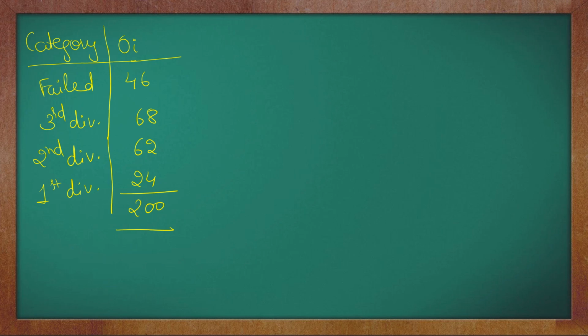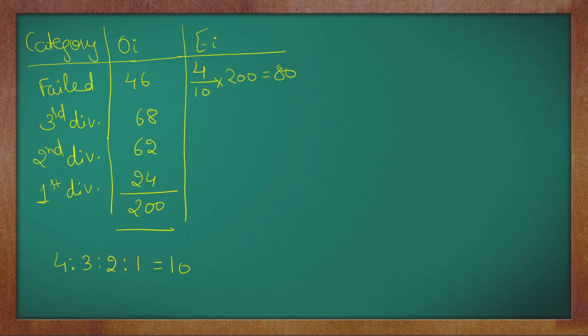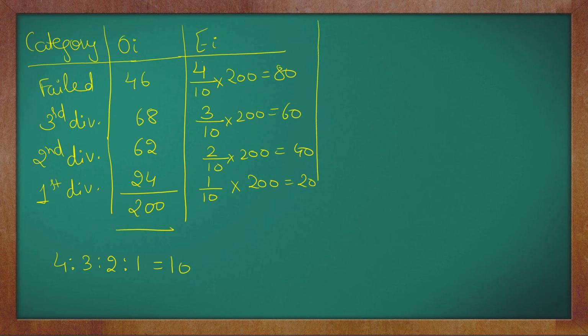Next, we want to calculate expected. Now here expected is not total divided by number of observations. Why? Because generally they are giving me the ratio 4, 3, 2, 1 for all the exams. Total is 10. So how to find expected for the failed students? The ratio is 4. 4 by 10 times total students 200. This is 80. Third division ratio is 3. 3 by 10 into 200 is 60. Then 2 by 10 into 200 is 40. Because categories are given to me, that's why I'm discussing in this way. In the previous question, categories were not given; they had given me data in an observed way. Observed data was given to me. 1 upon 10 into 200 is equal to 20. That is my expected frequency.